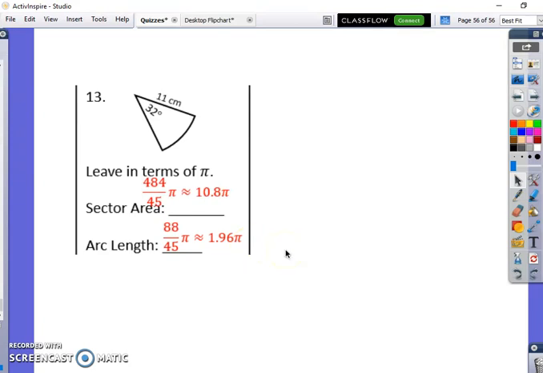So finish up that worksheet and make sure all your answers are there. If you do not finish, you need to finish at home. So make sure it gets done.